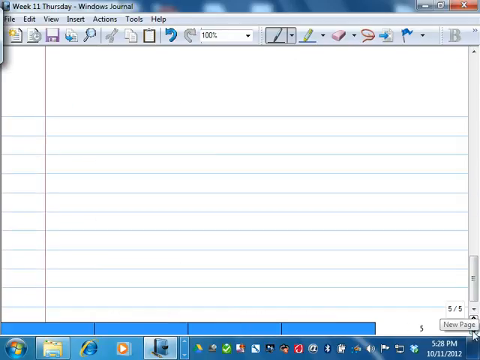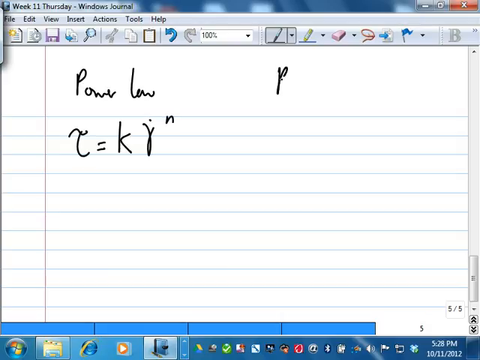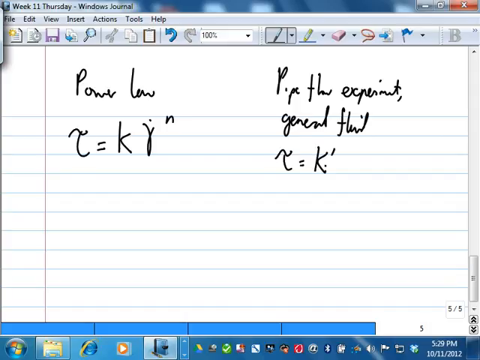All right. So basically, for a power law fluid, shear stress is equal to K gamma dot to the n. For the pipe flow experiment with a general fluid, shear stress is equal to K prime 8U over Di to the n prime.